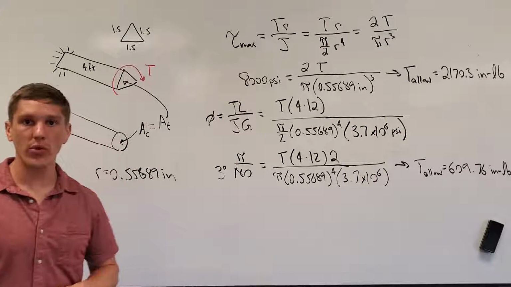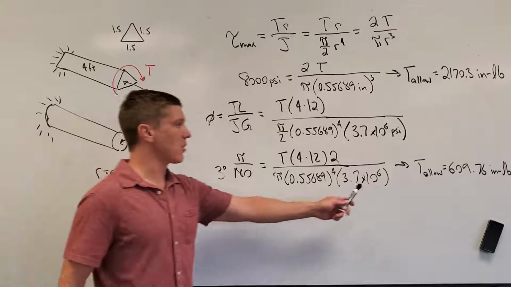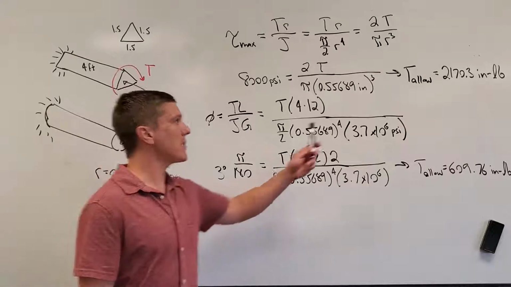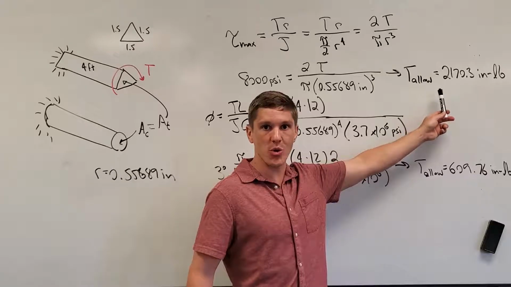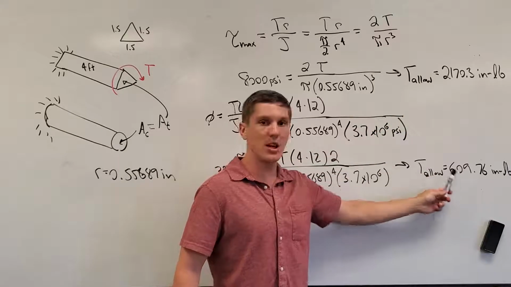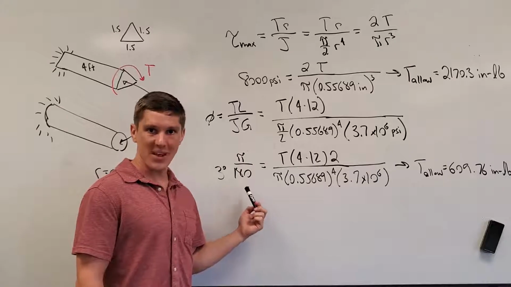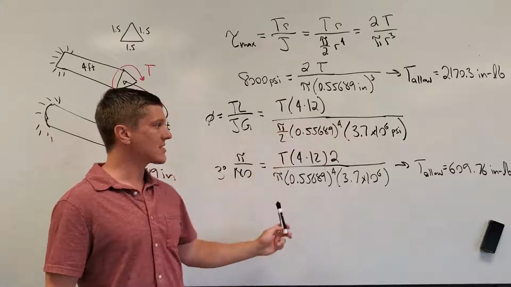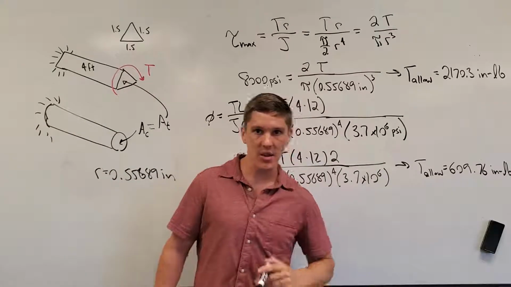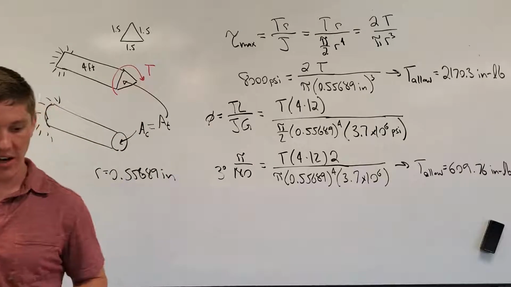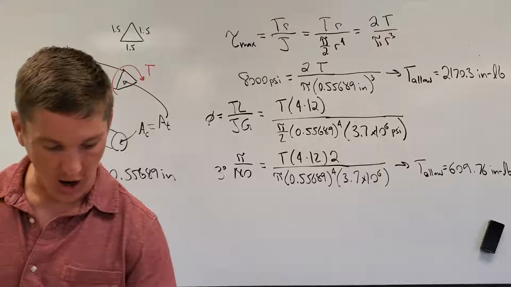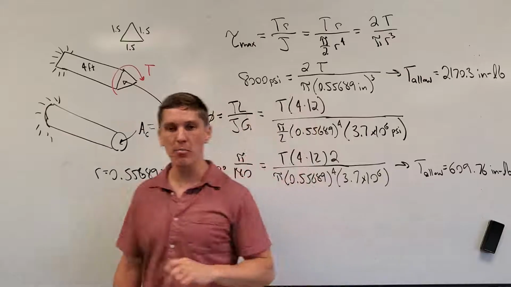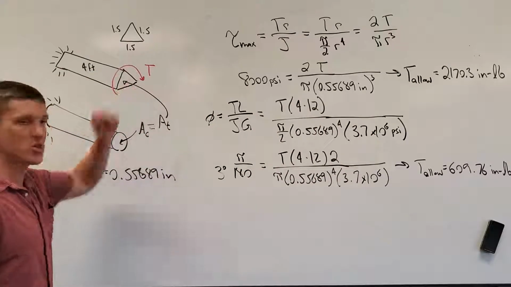So once again, just like with the triangular shaft, we reached our angle of deflection, our angle of twist, well before we met our maximum allowable shear stress. So our maximum allowable torque is going to be defined by that 3 degrees of twist. It's not going to be defined by the 8,000 psi of shear stress. So in this case, we have an allowable torque of about 610 inch-pounds, which we can compare to our previous triangular shaft of 444. So we got quite a bit of improvement in the circular shaft as opposed to the triangular shaft.